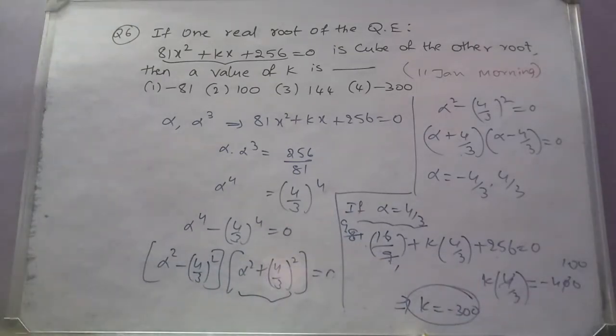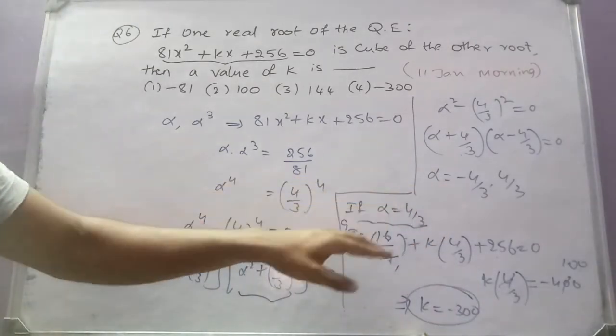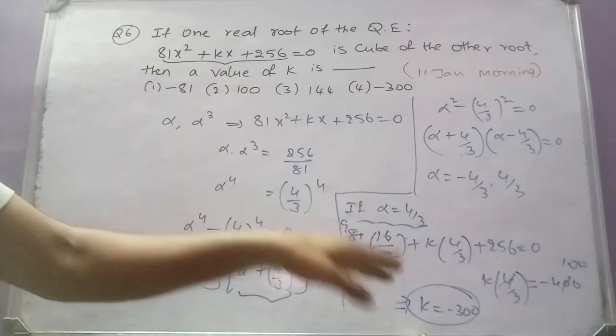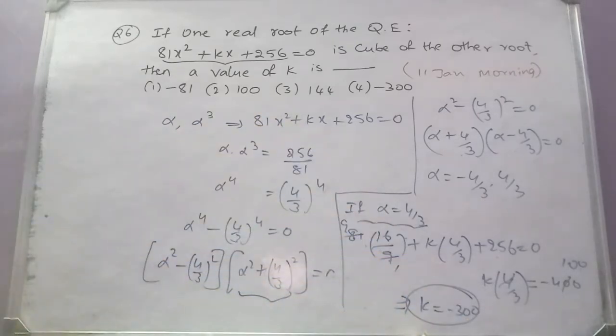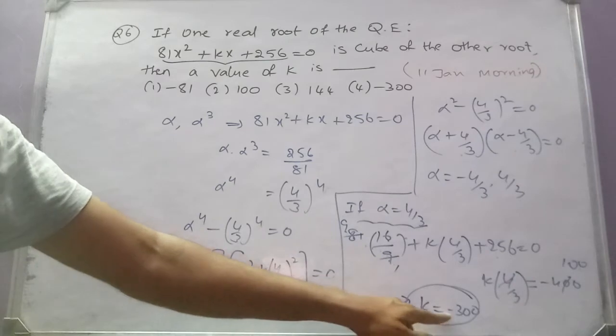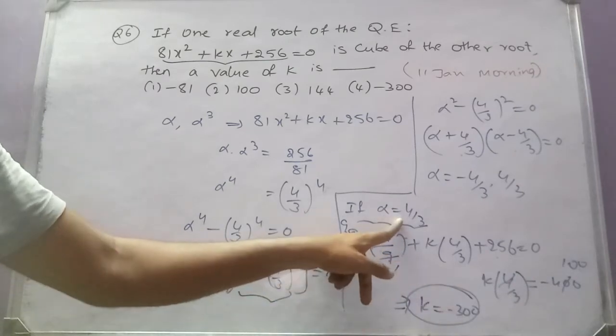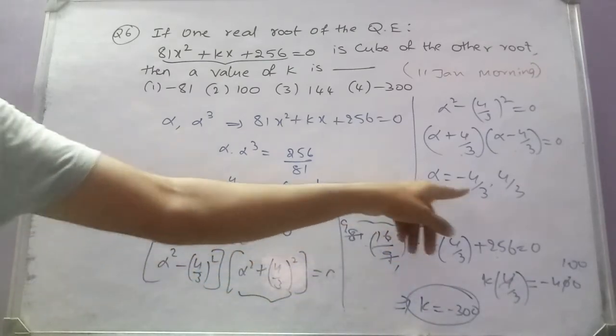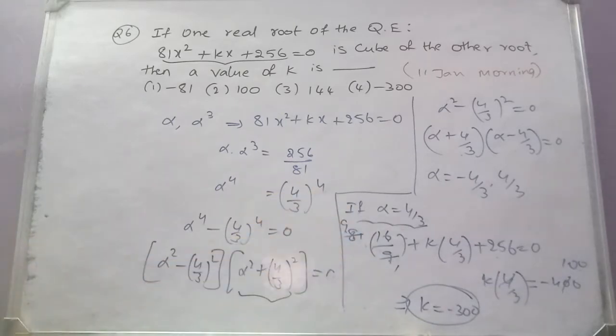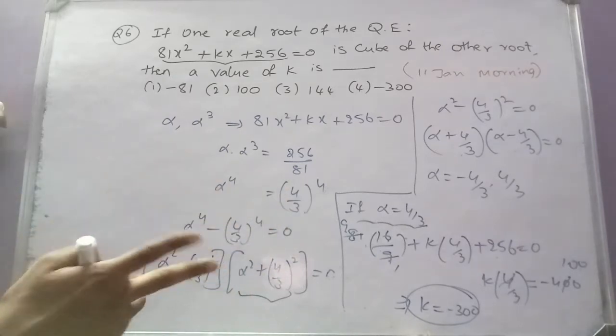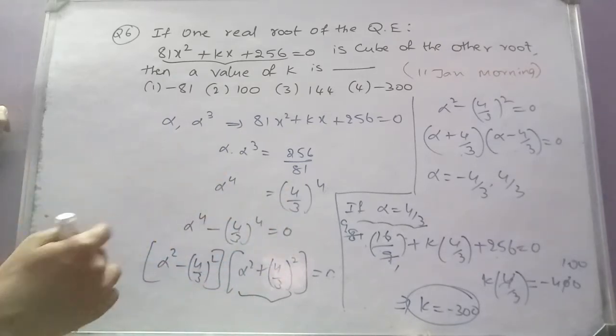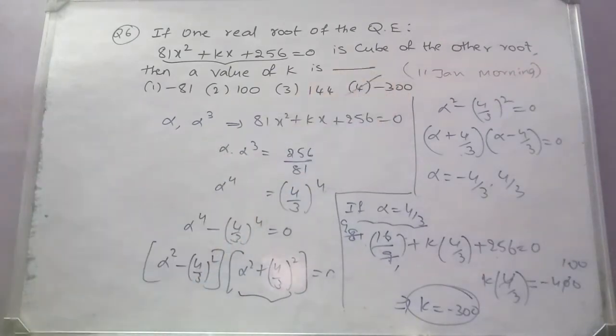Similarly, dear students, if you take alpha is equal to minus 4 by 3 and substitute in this equation, you'll get k is equal to 300 plus 300. Since I got k is equal to minus 300 when alpha is 4 by 3. Similarly, you take alpha is equal to minus 4 by 3 and substitute, you'll get k is equal to plus 300. But anyhow, he is asking any one value of k. So two answers are correct: minus 300 and also plus 300 are correct. But in the options, we have only minus 300.